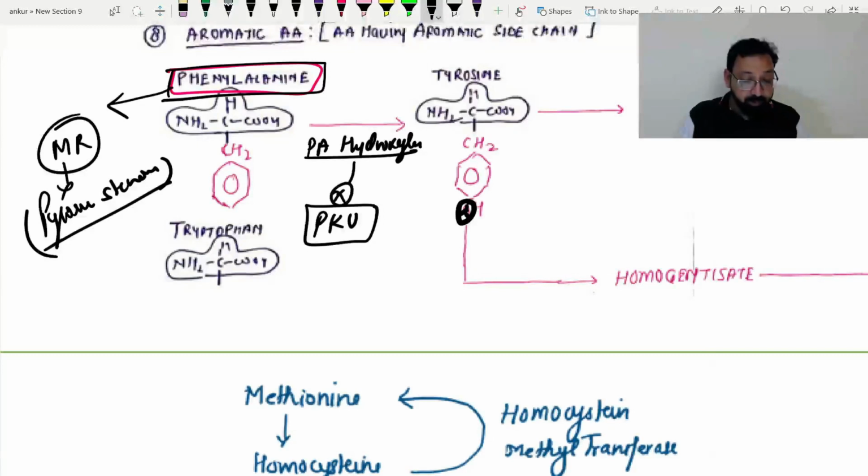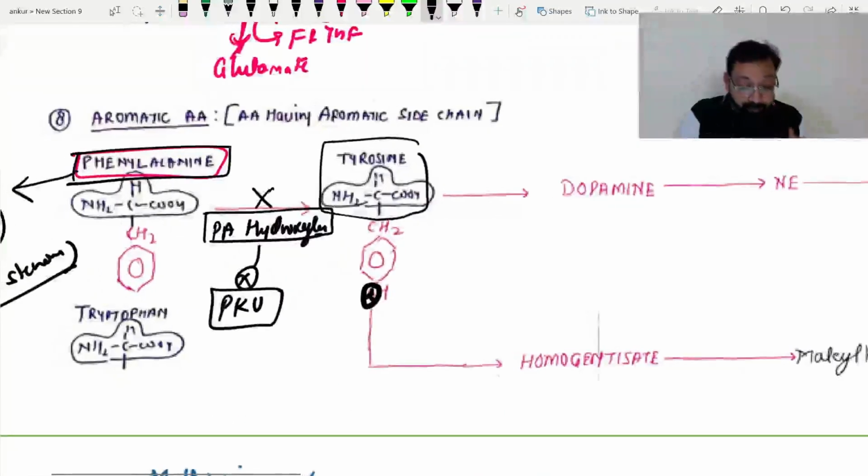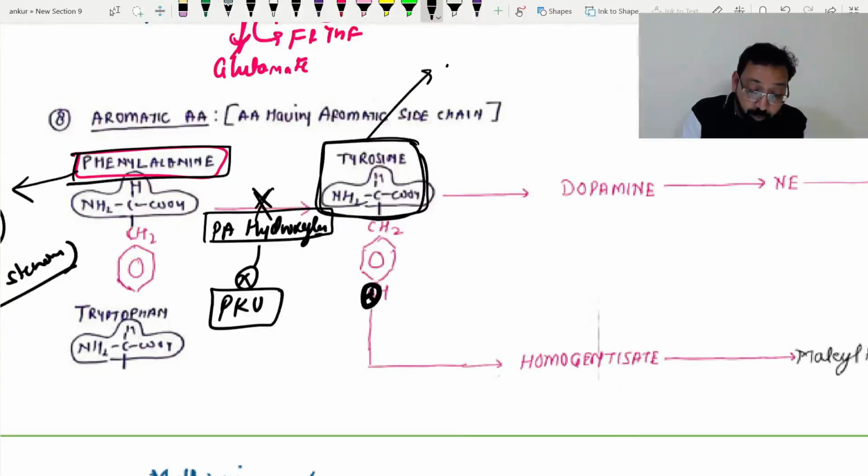Yes, vomiting is there. Yes, this is phenylketonuria, phenylalanine hydroxylase deficiency. If this is deficient, tyrosine will not be synthesized. Normally in our body, tyrosine is synthesized from phenylalanine. But if this enzyme is deficient, tyrosine will not be synthesized. Tyrosine must come from diet. The question was asked that in phenylketonuria, tyrosine becomes an essential amino acid.